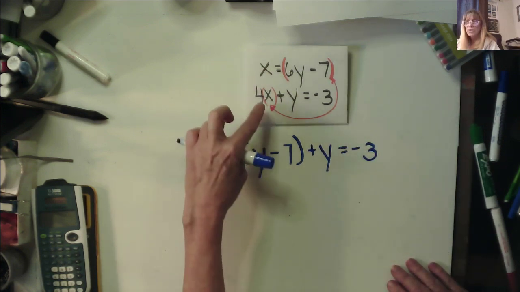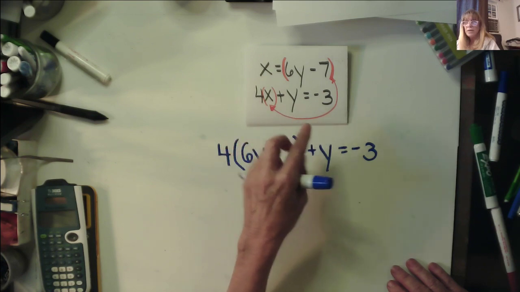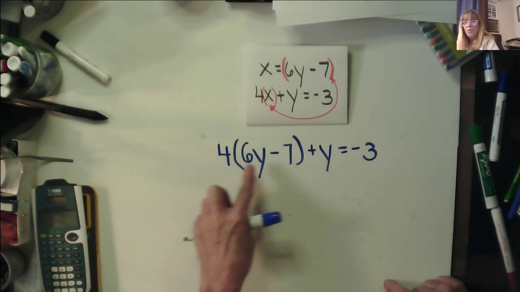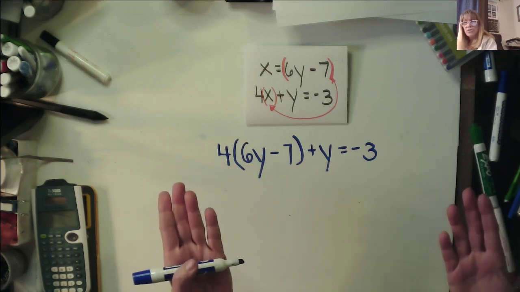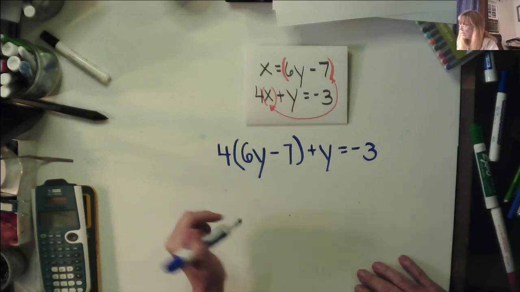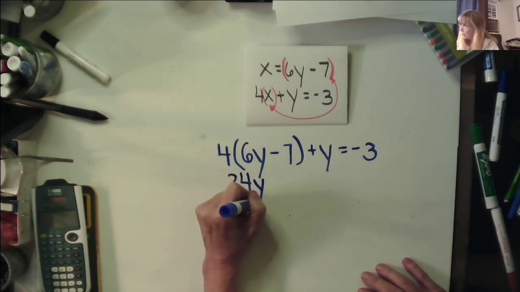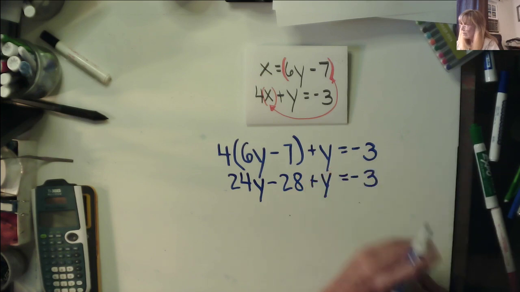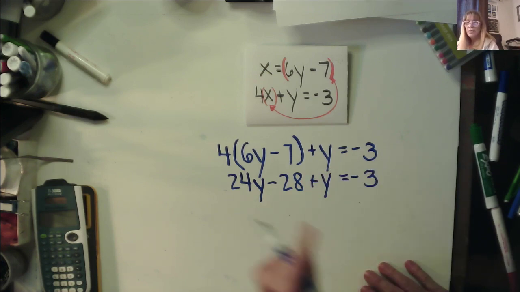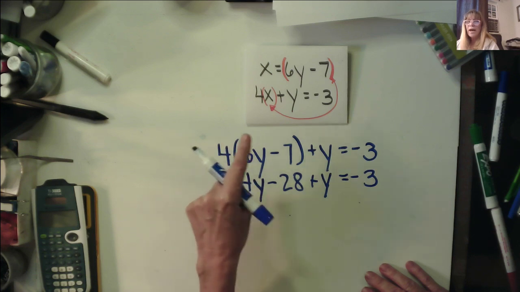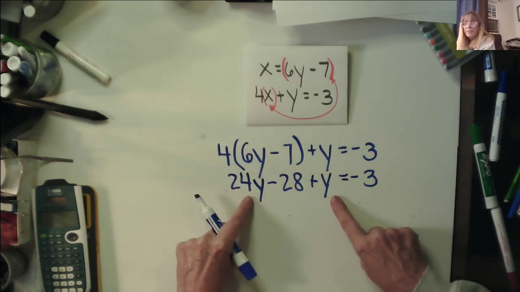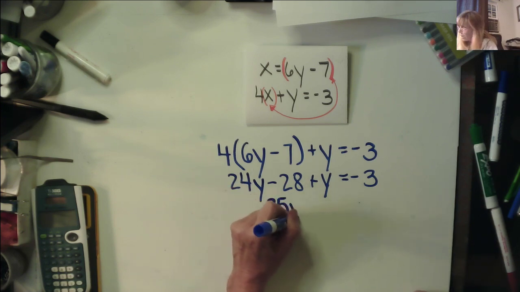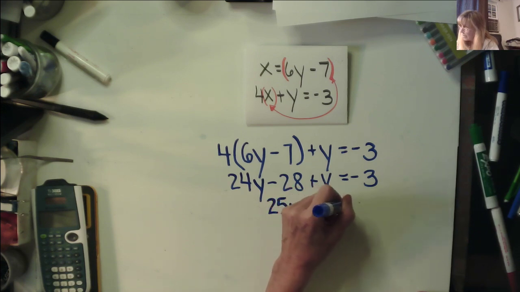I've taken two equations that have both x's and y's. I've compacted it. I've smashed it into one line, one equation, and notice that there's no x's. So now let's distribute. So I distributed, remembering to distribute to both the 6y and to the -7. I have two sets of variables, so I'm going to add those together. 25y minus 28 equals -3.